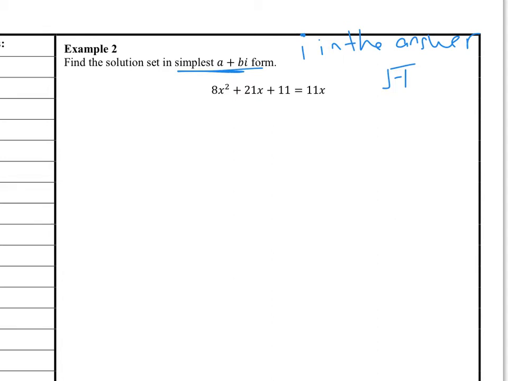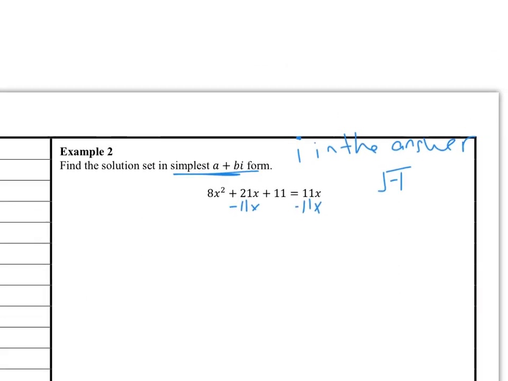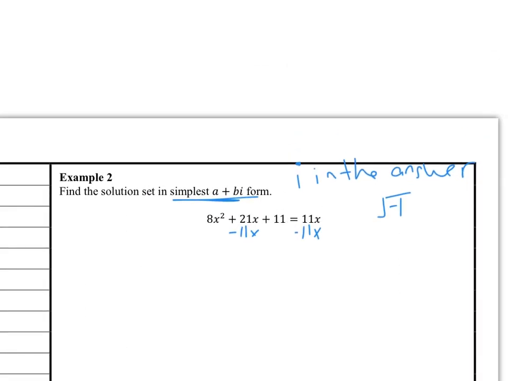Let's get this set equal to 0 by subtracting the 11x. Just move this down. So we subtract 11x, get 8x squared plus 10x plus 11 equals 0. Now that it's set equal to 0, and I have it in what's called standard form, meaning x squared, x, constant, I can find my a. There it is right there. There's my a, b, and c. So I'll write that off to the side. So a is 8, b is 10, and c is 11.